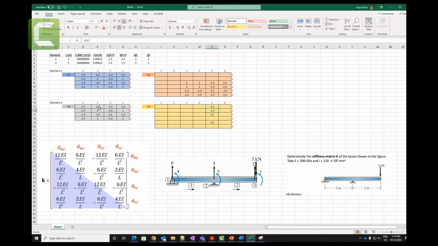Column 3, 5. Just adding all these up the first time will be a little bit challenging, but after that it will be okay. 3, 5. Where are we? Yep, 3, 5, 3, 3. Oh sorry, 3, 3. So 3, 3 would be these ones. 3, 2 would be these ones. 3, 1 would be these ones.